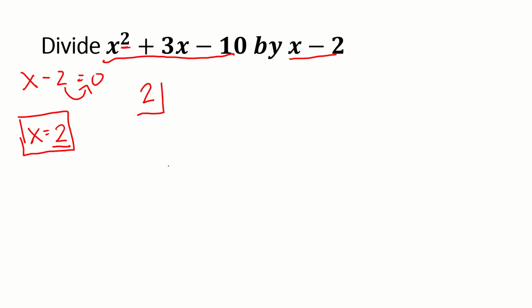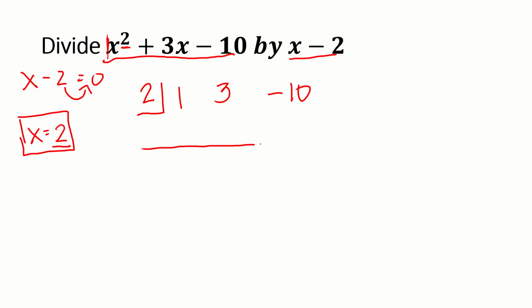Then, list down natin lahat ng numerical coefficients ng dividend. So, si x squared, alam natin na lahat ng variable ay may imaginary na coefficient na 1. So, meron tayo ditong 1. Then, whatever yung sign or yung operation between each term, yun din yung magiging sign nila. So, yung coefficient ng x ay positive 3. Then, yung last coefficient or last number is the constant term, which is negative 10.